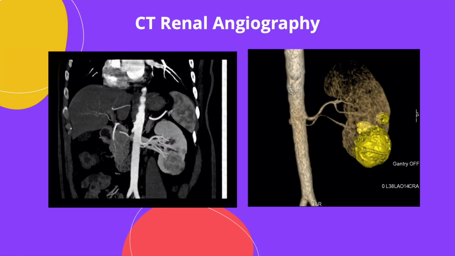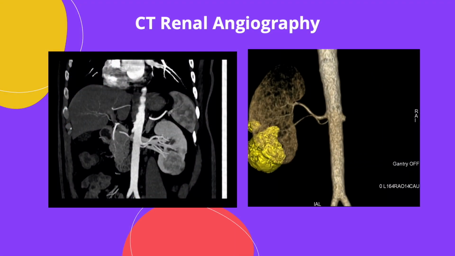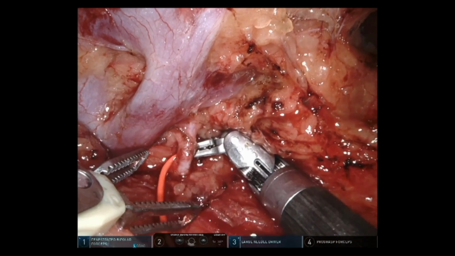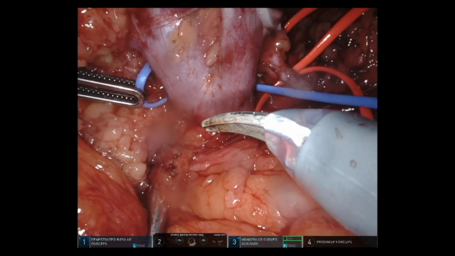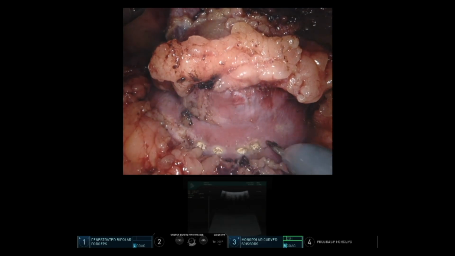CT shows two enhancing masses in the lower and the mid pole, which are supplied by the lower pole lobar branch of the distal renal artery. Hilar vessels were dissected free and slinged as the first step. The tumor was then scored with the help of an intraoperative ultrasound.